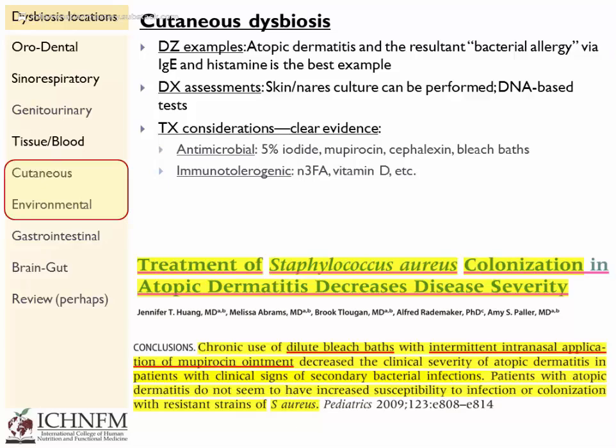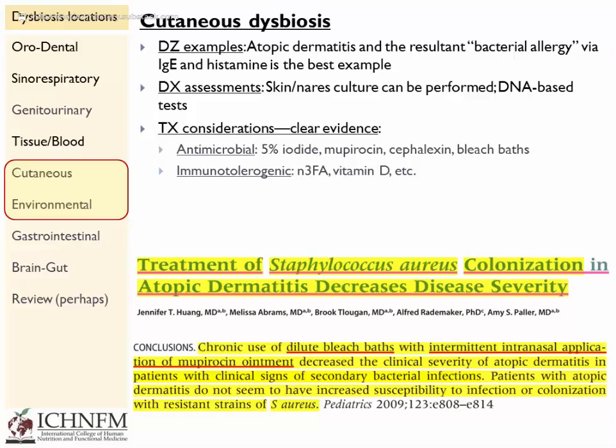Conclusions that you can see, which I've highlighted here: chronic use, or repeated use, they should say, repeated use of dilute bleach baths with intermittent intranasal applications of mupirocin ointment decrease the clinical severity of atopic dermatitis in patients with clinical signs of secondary bacterial infections. Those secondary bacterial infections are not necessary for implementation of this treatment.